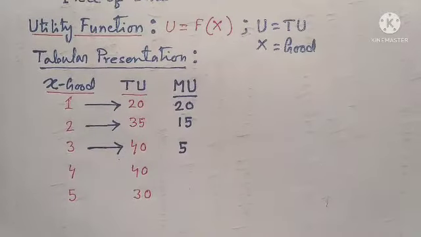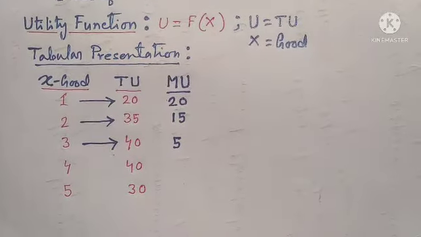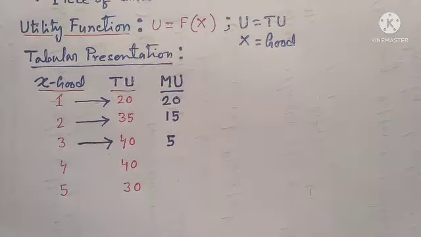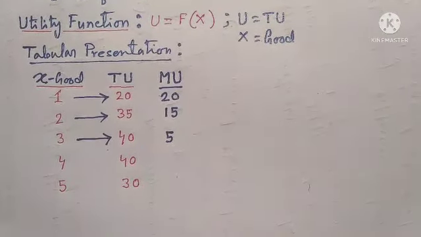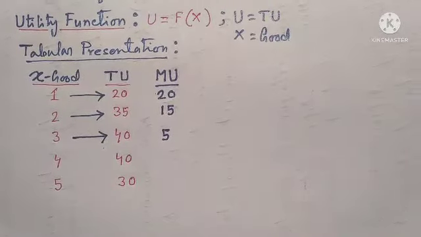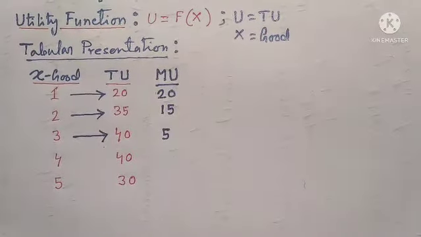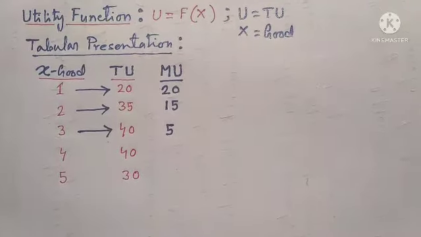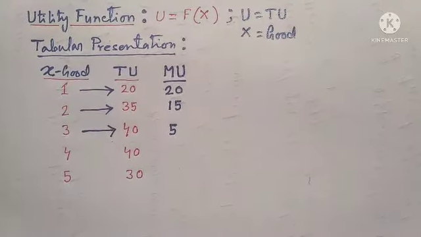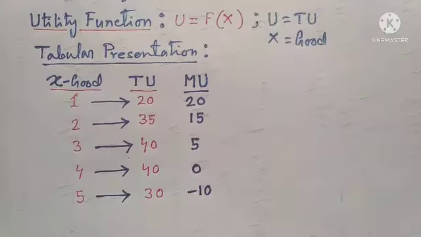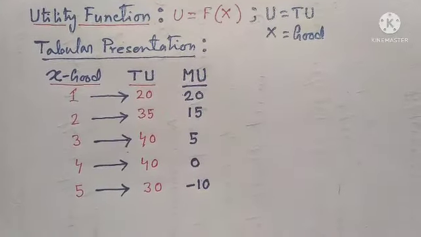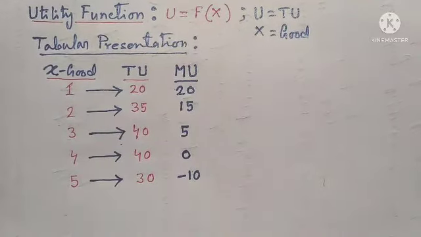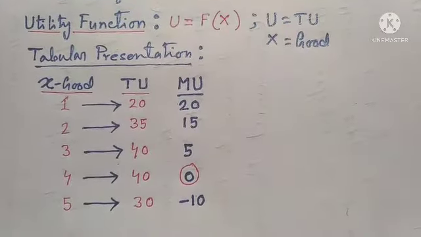Therefore, for the third unit, total utility is 40 and marginal utility is 5. So we can say total utility is nothing but the summation of marginal utilities. And marginal utility is the extra or additional utility from the last unit consumed. One thing should be noticed: for the consumption of the fourth unit, marginal utility is 0. When can this happen?